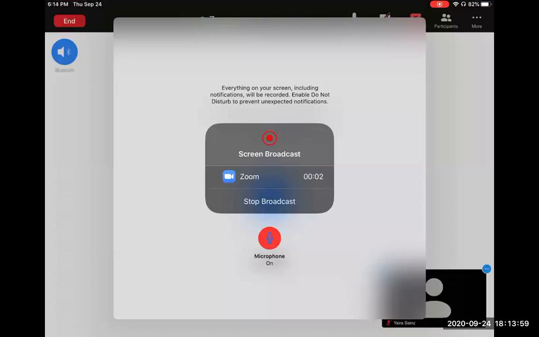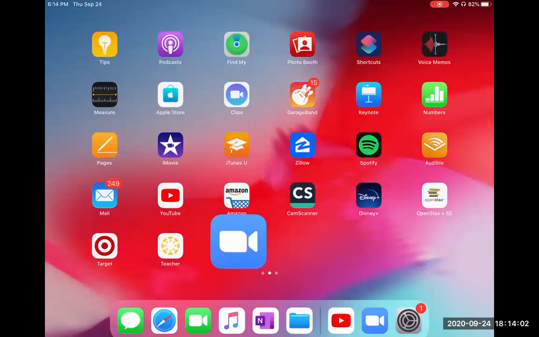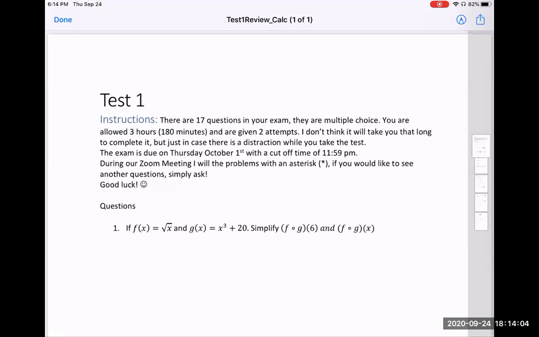Let me go ahead and share my screen. Along with the announcement with our link for our Zoom meeting, I also included a review. Now, since it's our first test, and I don't know if you feel scared or worried about it, this review is almost verbatim what you'll see in your exam. So if you can do this exam review, or if you practice it so you know how to do it, then you will succeed, you will be fine.